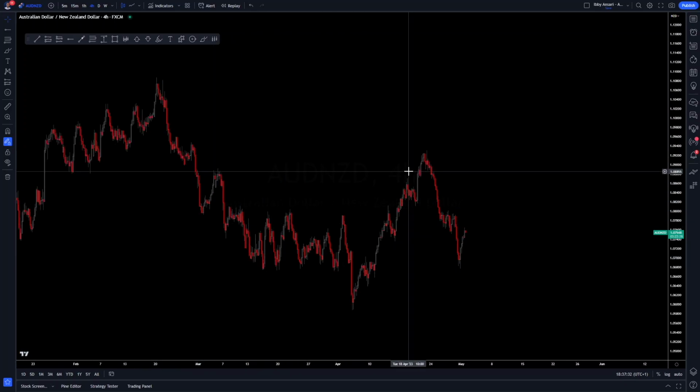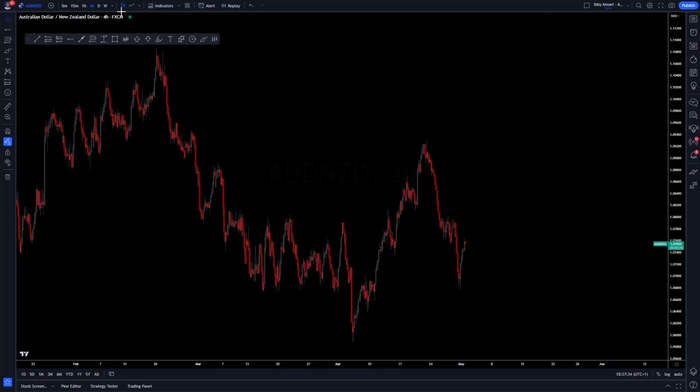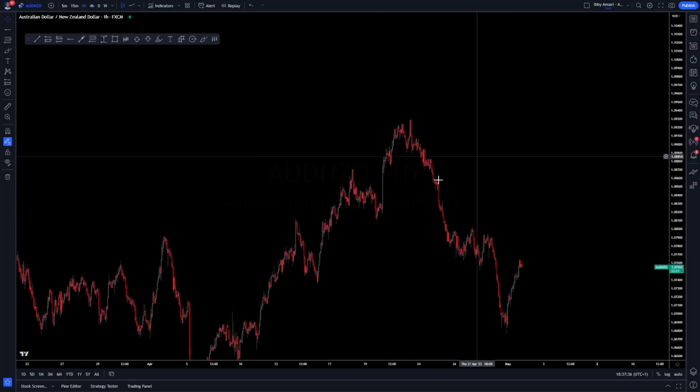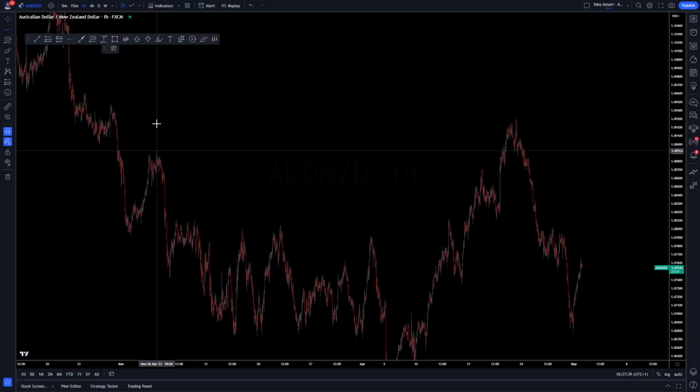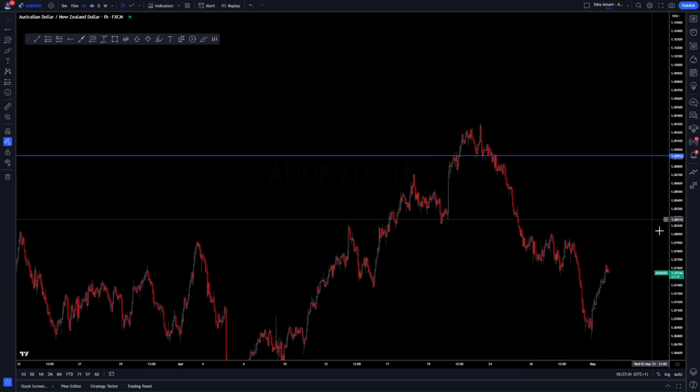Anyway, so price tapped into this area on the left. We broke below. Oh, sorry, before we broke below, let me just mark on the highs here. So it was up here that I took the trade.